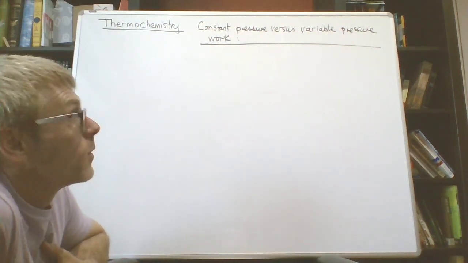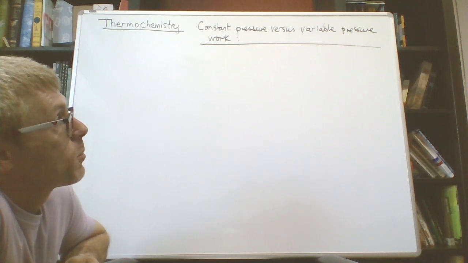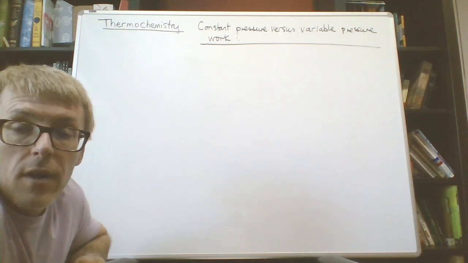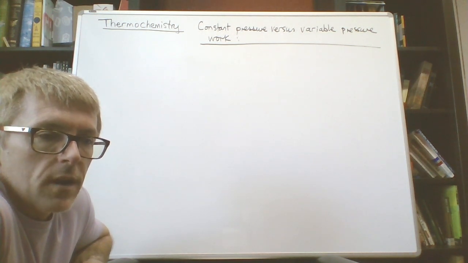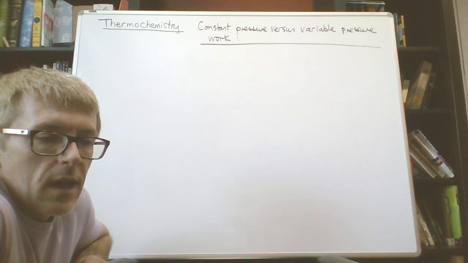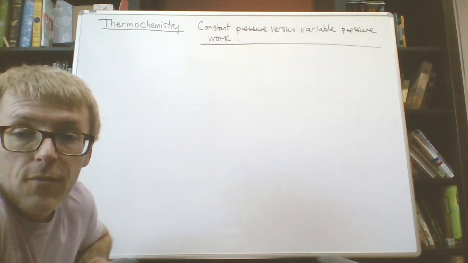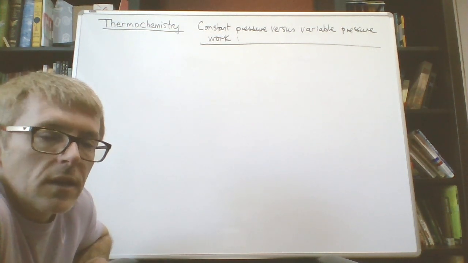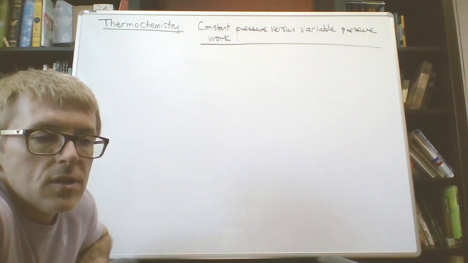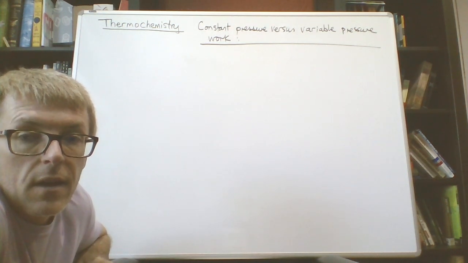In this video, we're going to look at and discuss the difference between constant pressure work and variable pressure work. There are two types of work that typically you encounter in general chemistry, constant pressure and variable pressure, and it's important to look at the differences, the similarities, and to see how use of the wrong interpretation of work can lead to the underestimation or the overestimation of a result.